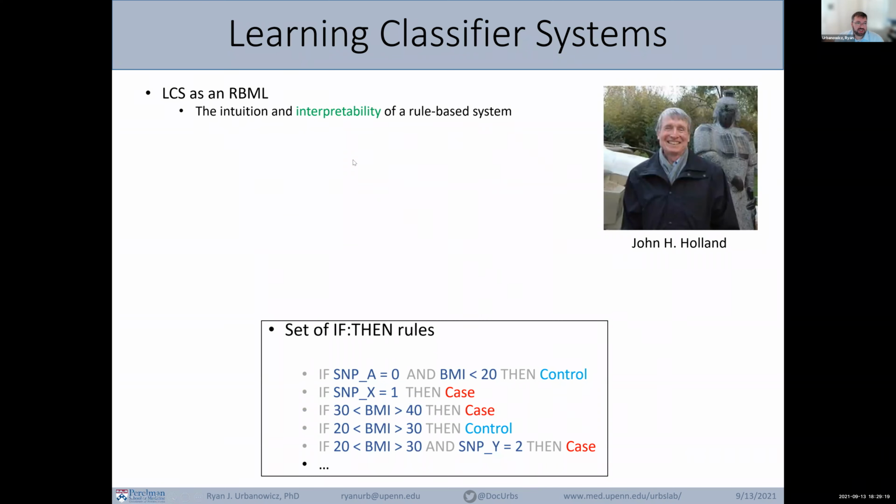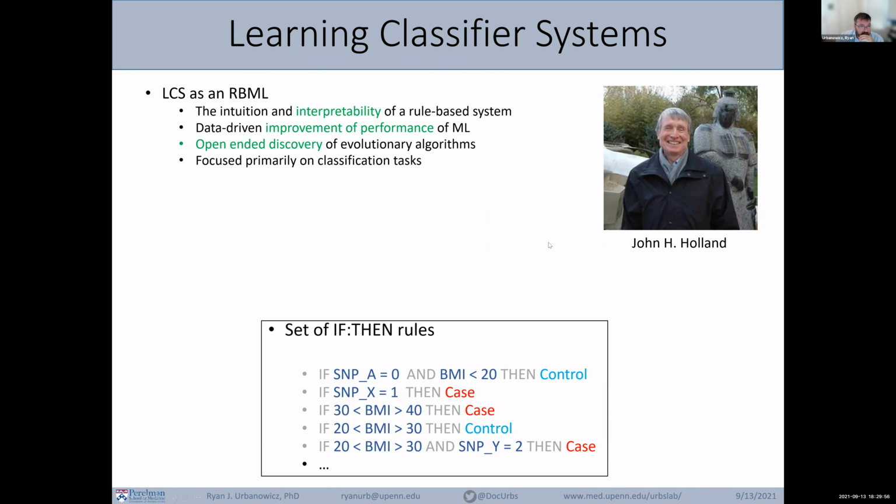As I mentioned, they're rule-based machine learners, and they have the intuition and interpretability of a rule-based system, which is ultimately that the fundamental pieces of the model are simple, human-comprehensible rules. They also have the data-driven improvement of performance that comes from a machine learning algorithm. And they draw from evolutionary algorithms to make discoveries of new rules, so the discovery component of the modeling algorithm uses an evolutionary algorithm. John Holland is the father of both evolutionary algorithms and learning classifier systems.